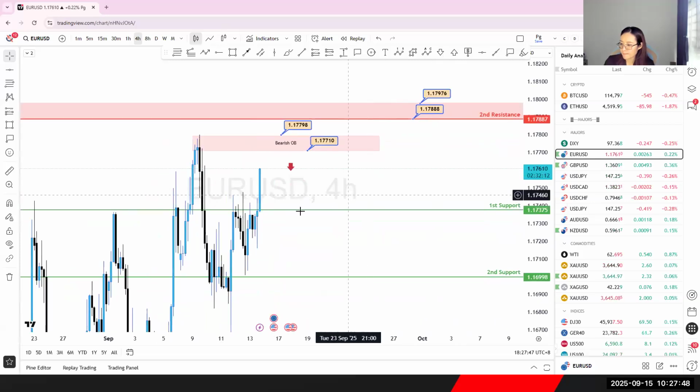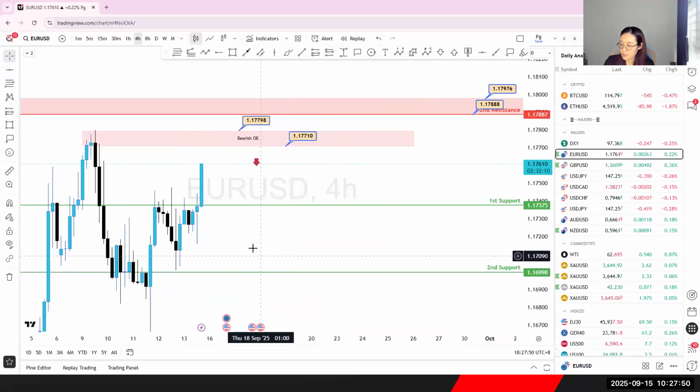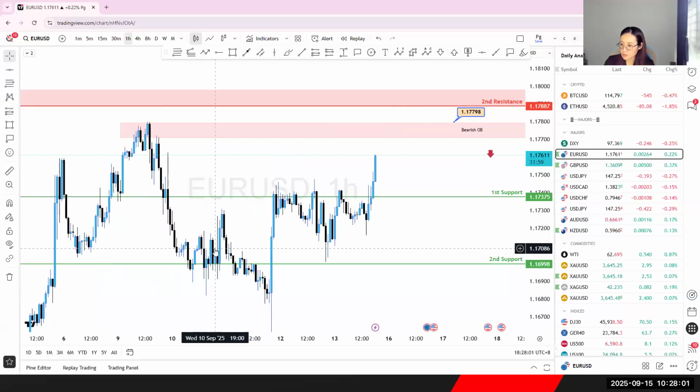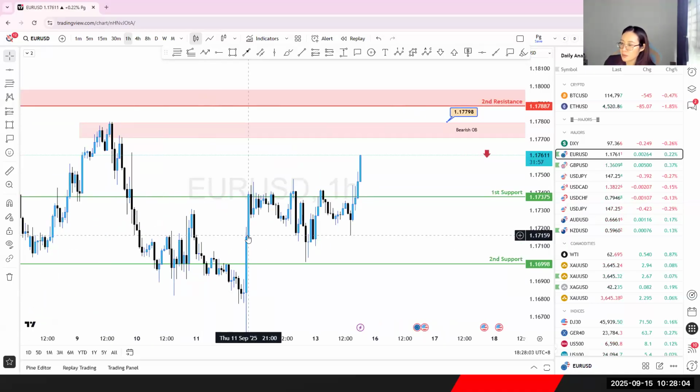Okay. And price finally breaks above this first resistance, the resistance, rejection, rejection, rejection. You can see the boom buy. Can we go to H1 to have a closer look? Okay.